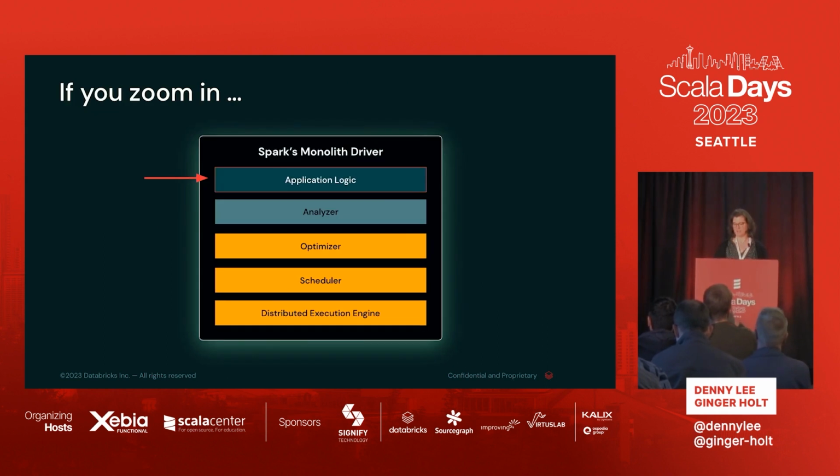And the reason is, if you zoom into the architecture of Spark, it's a monolithic driver. So when you're running your application logic, you're also running the Spark Analyzer, Optimizer, scheduler, and a distributed execution center. So if I'm submitting a Spark job, it's not running locally. It's not running dedicated. It's just running together with this Spark monolithic driver. So it's very much intertwined.